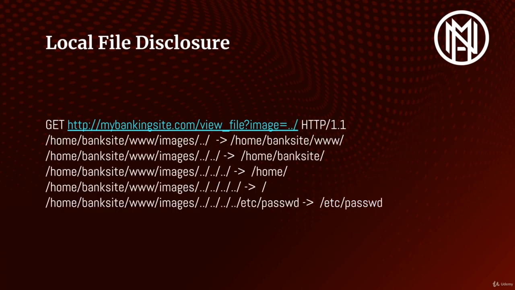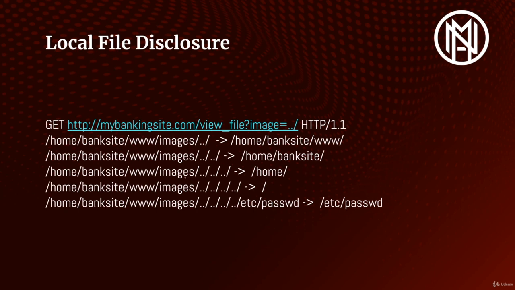When we give the application our first ../ it's going to take it and put it in front of the actual path that we're looking for. So again, this is where the images are stored. It's going to say fetch ../ and that would translate to /home/banksite/ which means that we have come out of the images folder. Now we do the same thing with another trailing ../ and since there are two of them, it's going out of images and translating it into /home.